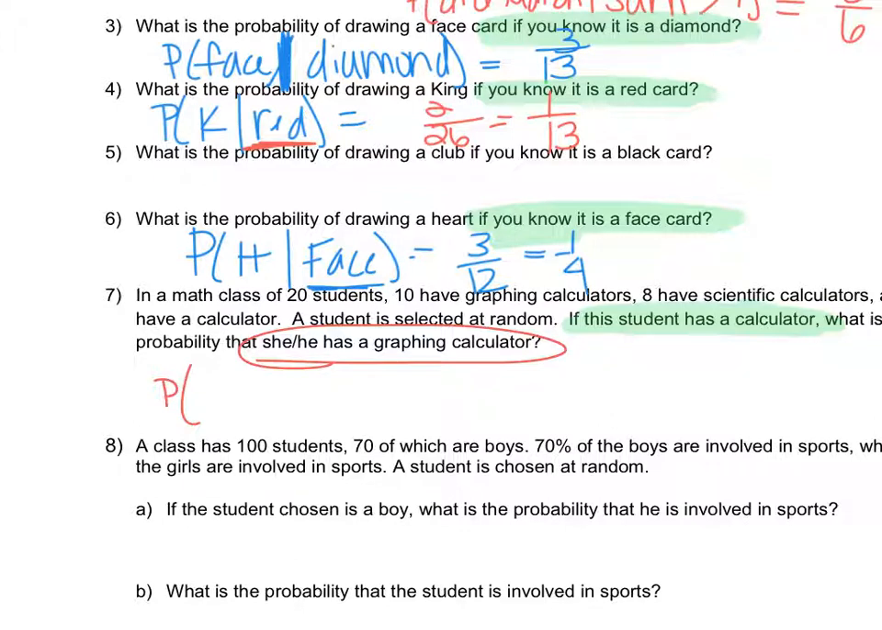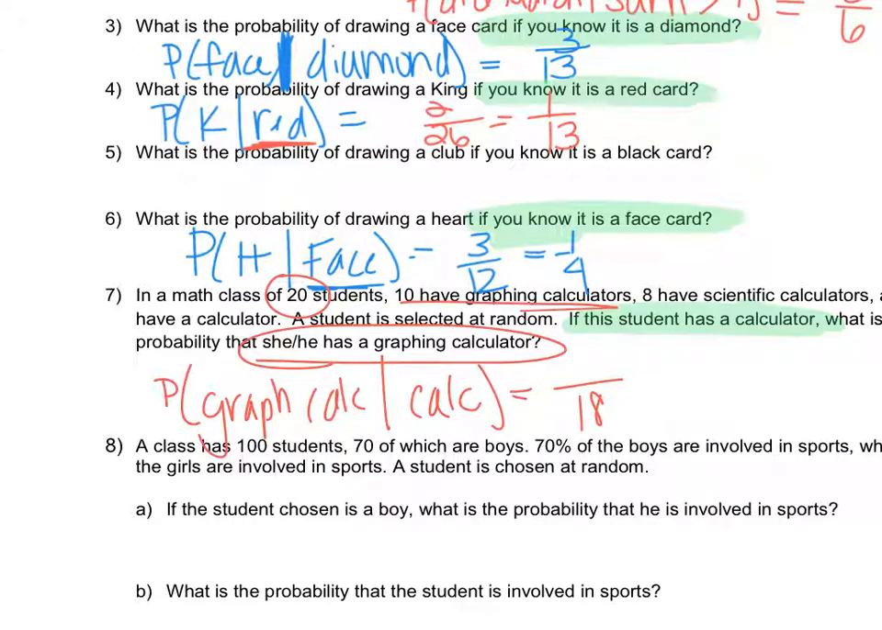What is the probability that he or she has a graphing calculator? So probability that the student has a graphing calculator given that the person is already known to have a calculator. Okay, so how many total calculators are there for the students? There's 18. Why is it not 20? Because it did say that 2 students don't have a calculator. And then how many of those are graphing calculators? Well, there's 10. So 10 out of 18 gives me 5 9ths.